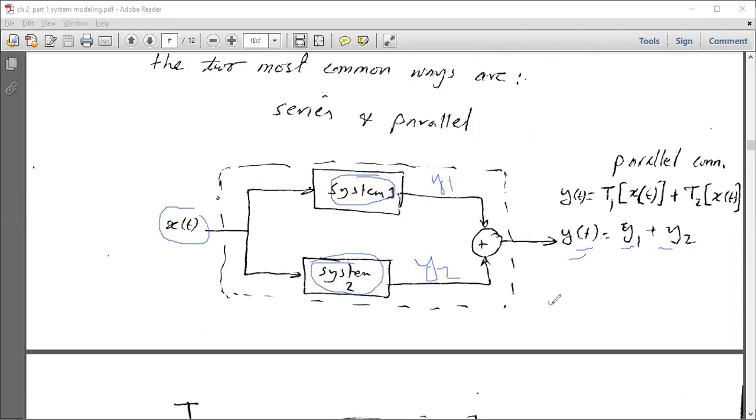What is y1? It equals the transfer function. We said we describe the system as a transfer of x of t. y2 the same way: y2 equals transfer of x of t. So the overall y is the sum of the transfers of the two systems applied to the same signal. This is the parallel connection.